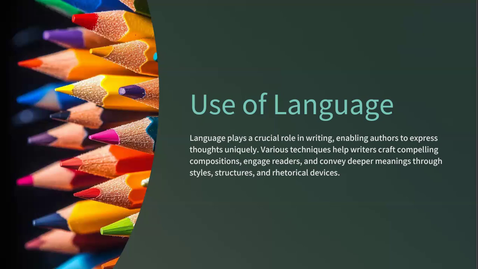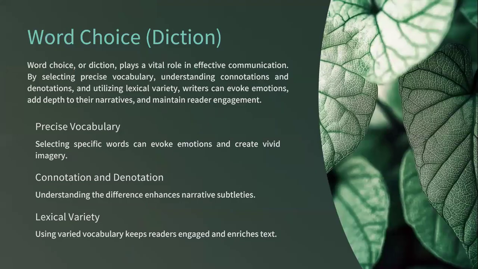In simple words, we can say that the use of language is not just about what is being said, it's about how it is being said. It shapes the reader's experience, guides their understanding, and creates a connection between the writer and the audience. So let's explore further the particular techniques used by different authors in their compositions to make their compositions unique and captivating. First and foremost is the word choice, which is most commonly known as diction as well.